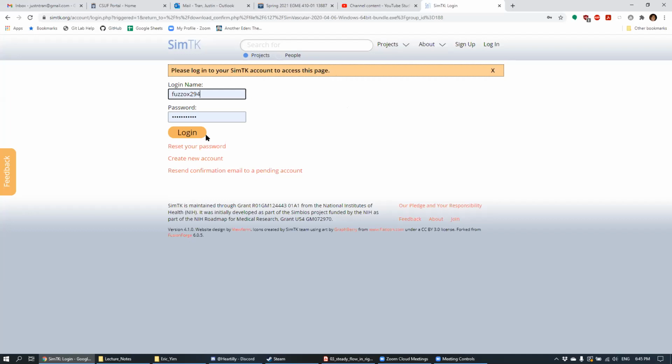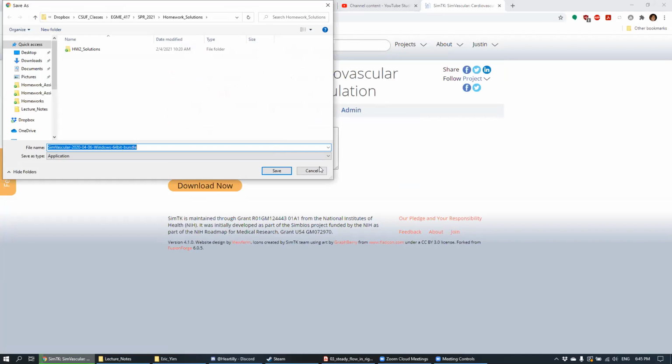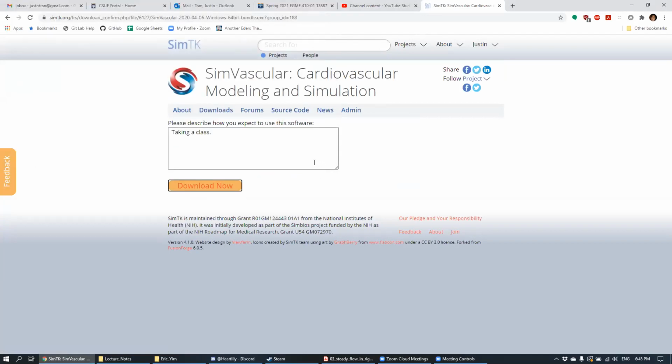And so let me go ahead and log in with my account here. Okay. And then after you log in and you create an account, it's going to ask you to describe how you're going to use this software. So you can just give some dummy reason here. You don't have to say anything particular. You can say taking a class. Okay. And then after that, it's going to let you download. So then you click download, and that's going to download an .exe that you can click, and that will launch the installation package.